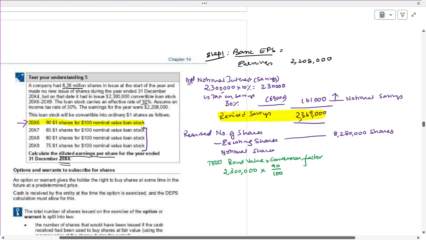If you have 100, they will get 90. How many shares will they get? 2.3 million times 90 over 100 is 2,070,000. Any doubt? Ask me. I know where students will get doubts. This is the revised shares.